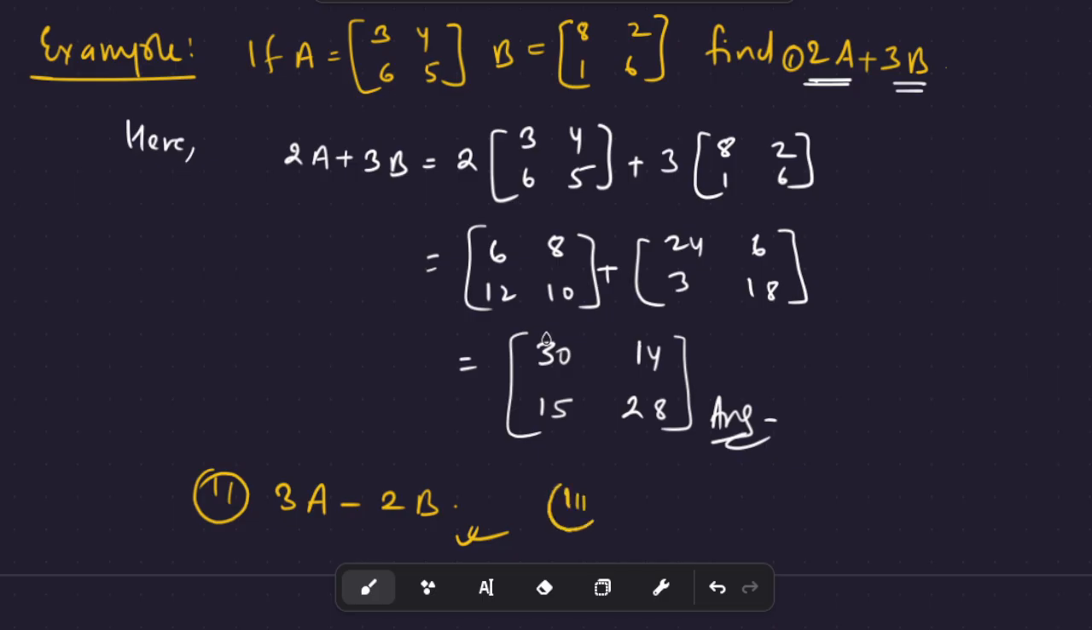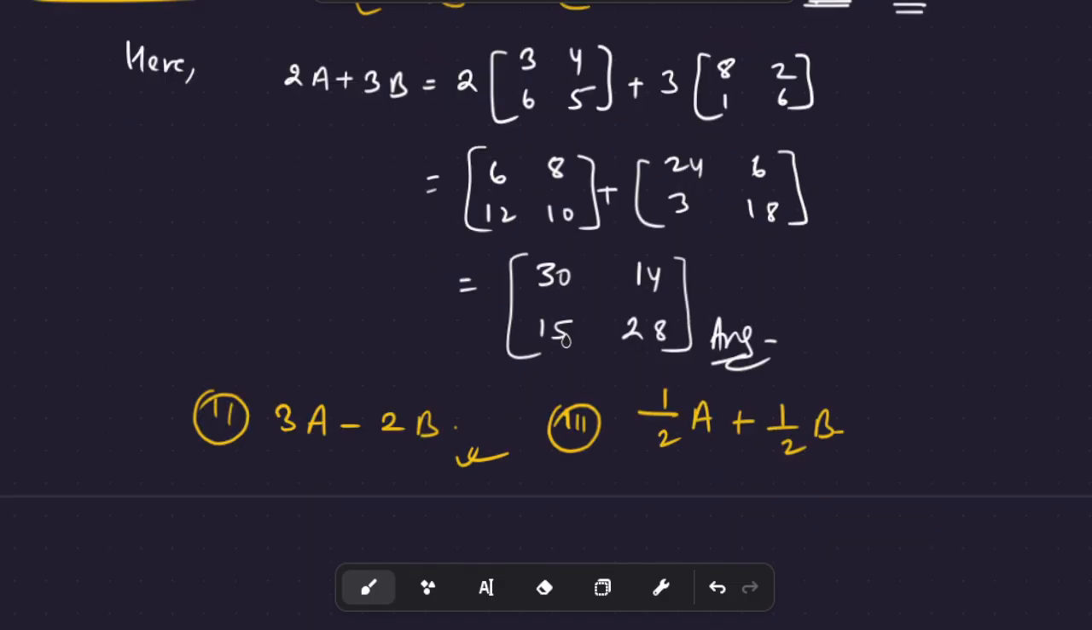Next question, question number 3: 1 over 2 times A plus 1 over 2 times B. Very simple questions. Do these questions as your homework.